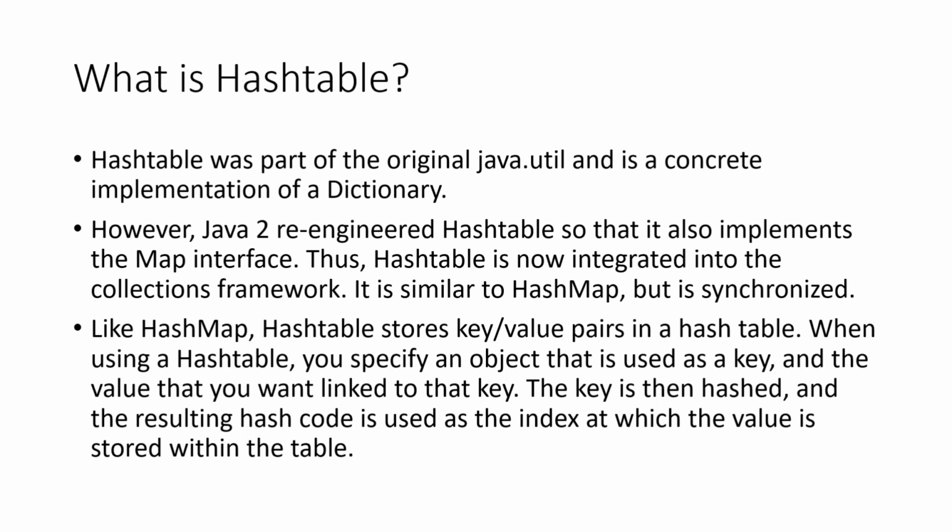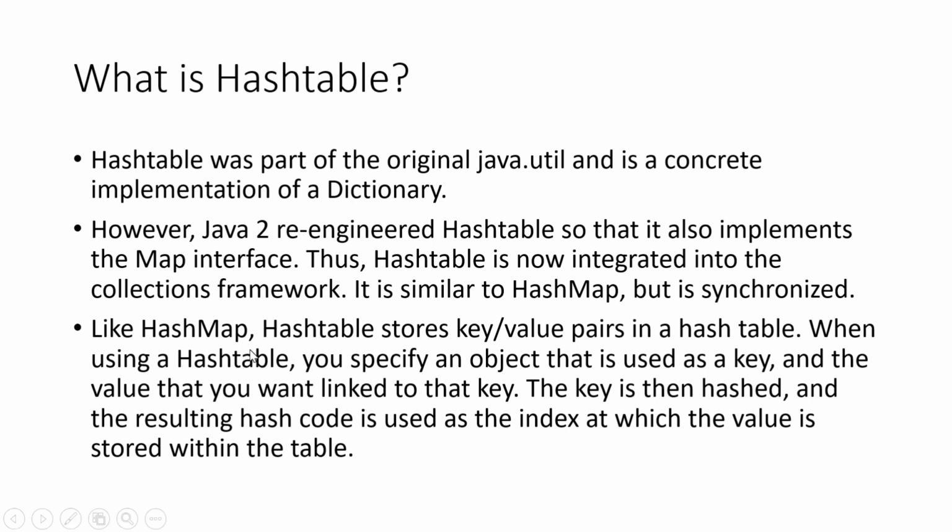Hash table was part of the original Java util package and is a concrete implementation of the Dictionary class. Previously it was not included in the collection framework until Java 2 re-engineered it. After the Java 2 re-engineering, hash table implements the Map interface and is now integrated into the collection framework. It is similar to hash map, only hash map is non-synchronized, while hash table is synchronized.